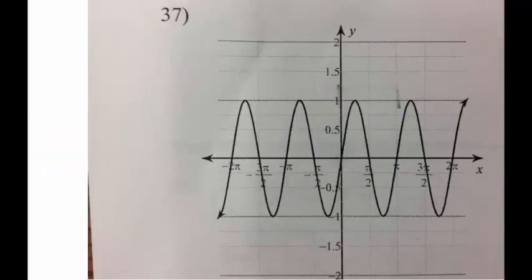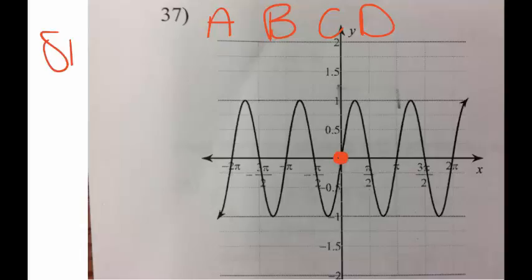All right, in our final graph, 37, we know our answer choices are A, B, C, and D. So let's see if we can eliminate some. None of the answer choices look like they've been moved up, down, left, or right, and this does go through the origin, so I know it's a sine graph. So that means I'm down to C and D.